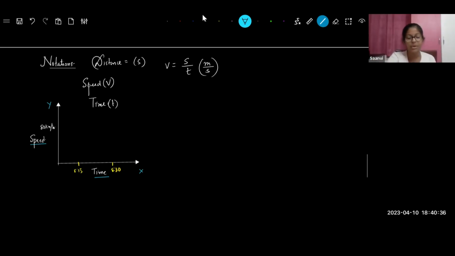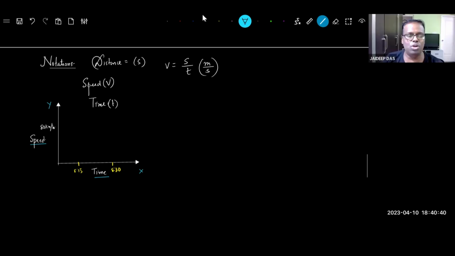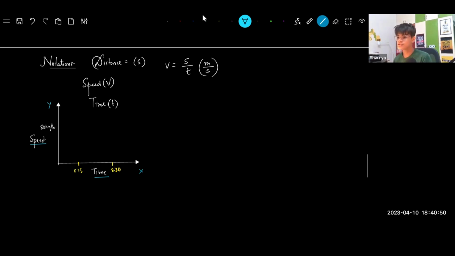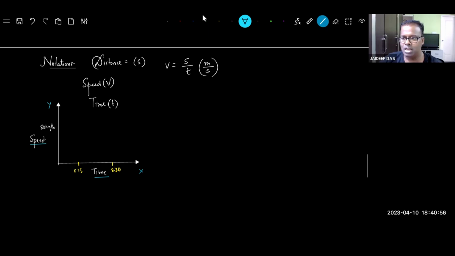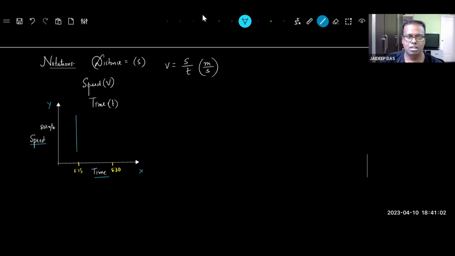Because speed is not changing, so both Sanvi and Shaurya are saying... okay, vertical. I'll come to Sanvi also. Shaurya, what are you saying? Since it's not distance, it's speed, and it's on cruise control, so speed will not change. So I think it should be a vertical line. It should be a vertical line. Like this? No. Yeah, vertical means this, right? Okay. Sanvi, what do you say?